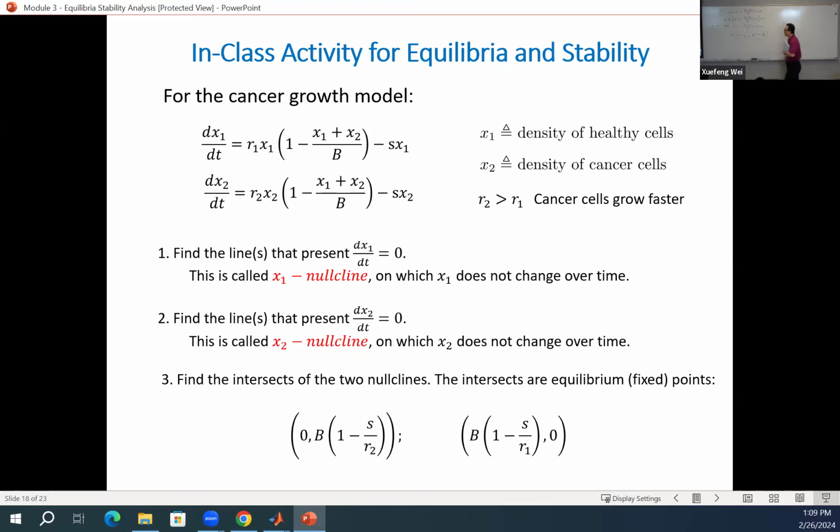Now what about dx2/dt equal to 0? That's called the x2 nullcline. Similarly, I don't have to redo it. It's similar, I just replace r1 with r2. That will represent the condition dx2/dt equals 0.